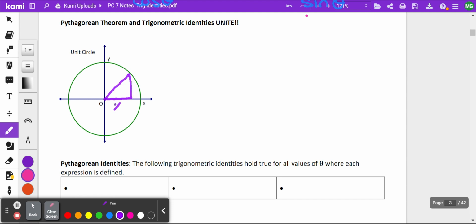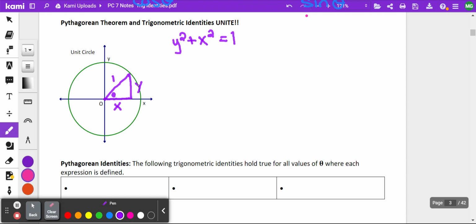We know that this is x. We know that this is y. We know that this is 1. Okay, and so if we were to think about the Pythagorean theorem, we would know that y squared plus x squared equals 1 squared, which is just 1. Well, how about we think about sine and cosine now?